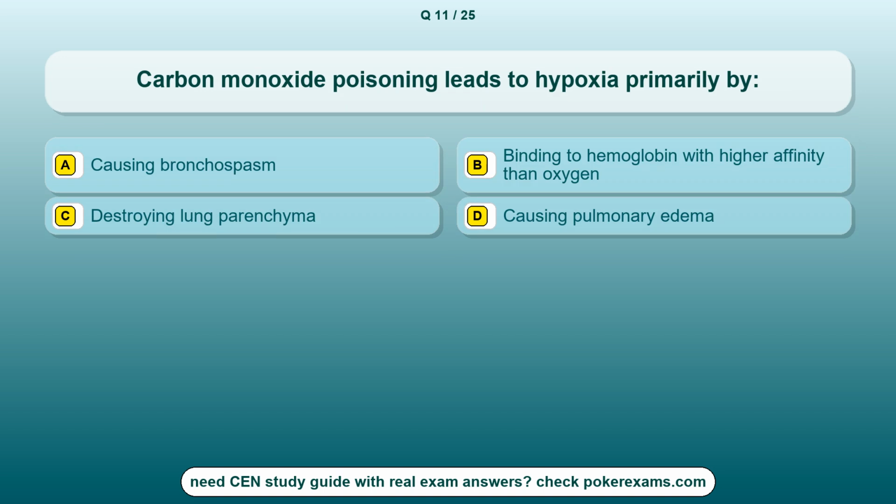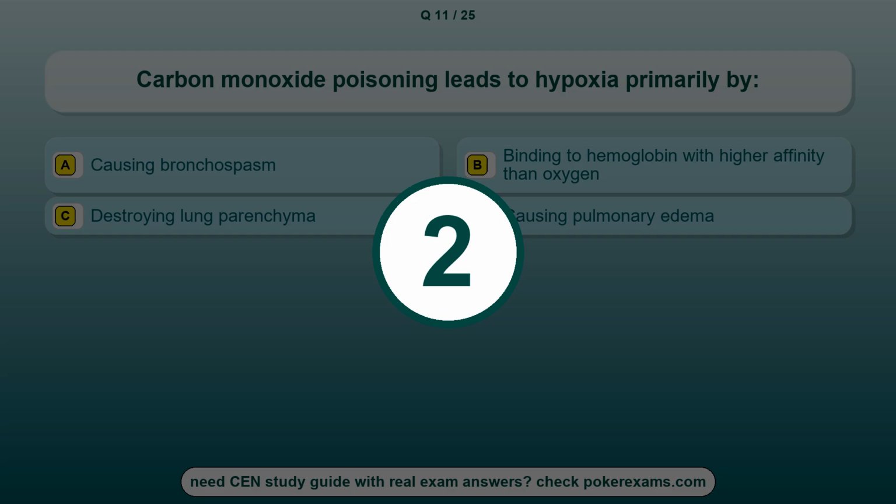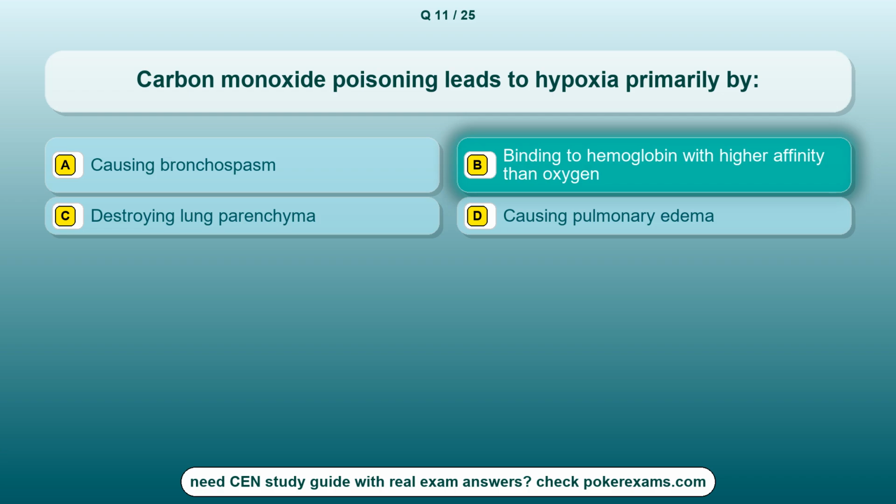Question 11. Carbon monoxide poisoning leads to hypoxia primarily by Option A, causing bronchospasm. Option B, binding to hemoglobin with higher affinity than oxygen. Option C, destroying lung parenchyma. Option D, causing pulmonary edema. The correct answer is option B, binding to hemoglobin with higher affinity than oxygen.